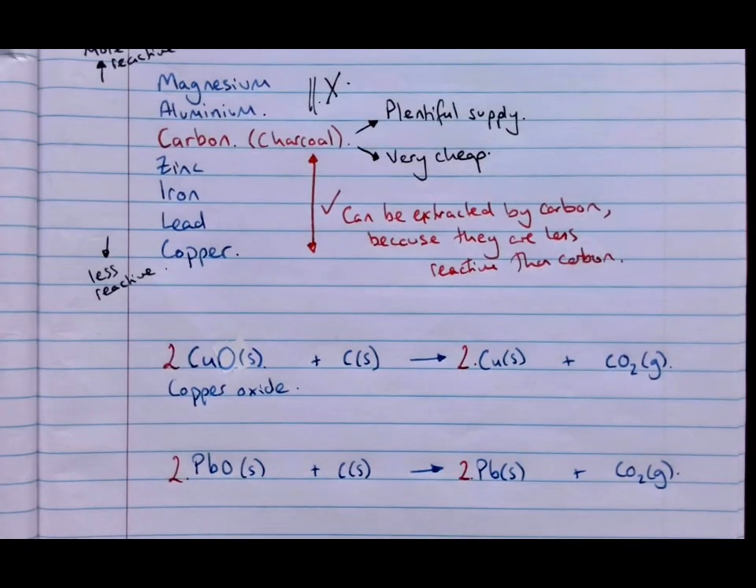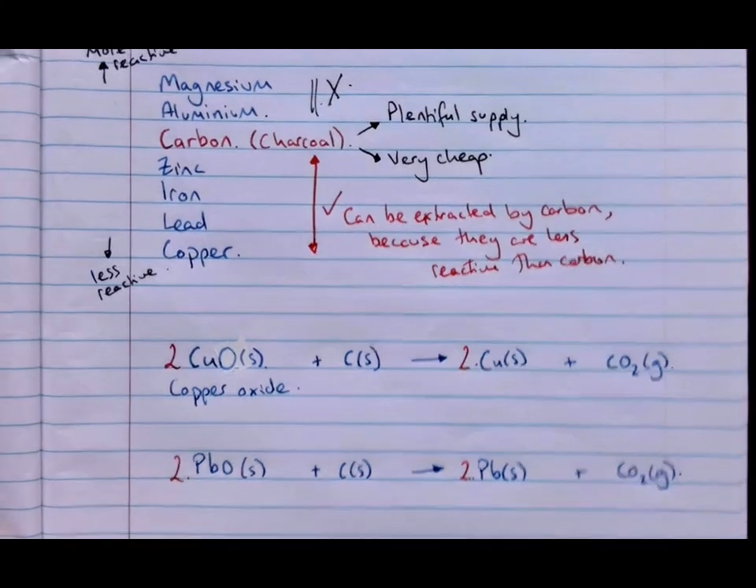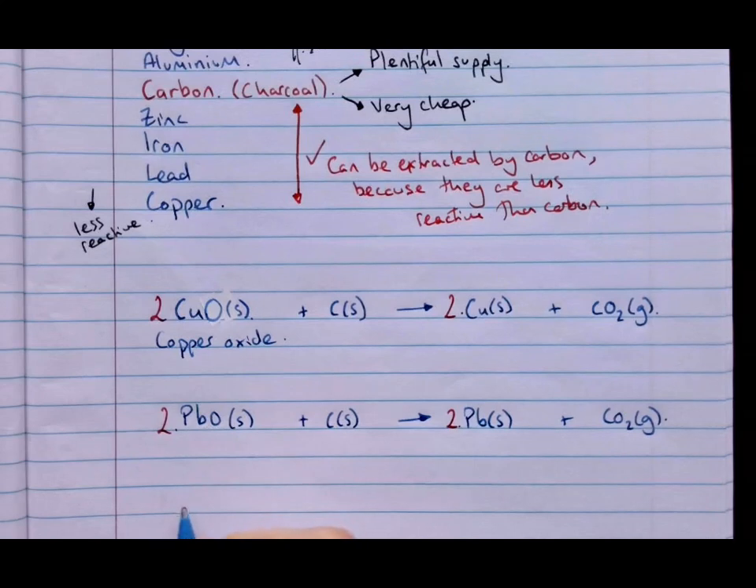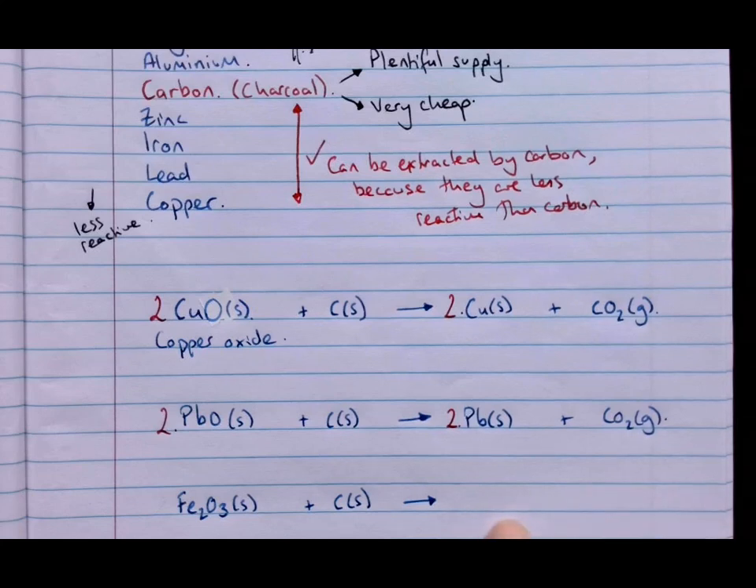All right, let's do one more. Okay, let's do iron. Now iron isn't like these, so these are CuO, PbO. Iron is Fe2O3 plus our carbon. Now I want you to write in the products that I'm going to get and then have a go at balancing the equation. Okay, so pause it now and have a go at that.